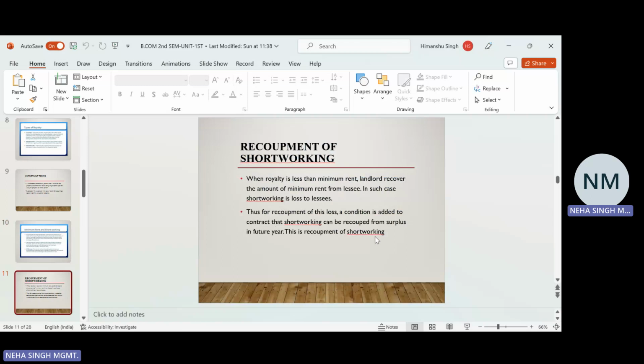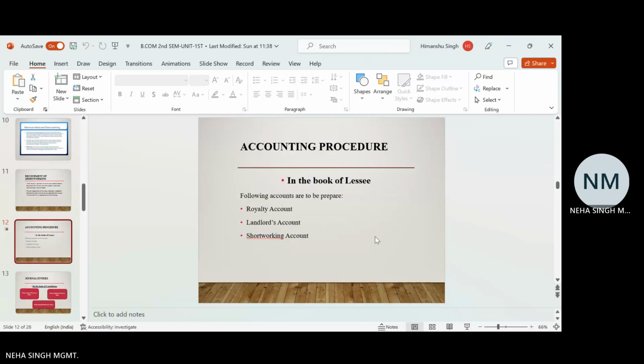अब क्या हुआ, आपको 2023 में कितने का नुकसान बियर किया था लेसी ने, 40,000 का, तो जो 40,000 का लॉस बियर किया था, अब 2024 में कितने का प्रॉफिट हो रहा है, कितने का सरप्लस हो रहा है उसको, रॉयल्टी कितनी है 2 लाख की, मिनिमम रेंट कितना है 1 लाख का, तो 1 लाख का सरप्लस हो रहा है। तो जो 40,000 का नुकसान हुआ था लेसी को, रिकवर हो जाएगा ना। तो यही होता है आपका रिकूपमेंट ऑफ शॉर्ट वर्किंग। लेकिन इसकी कंडीशन, हम तभी पैसा रिकवर करेंगे अपने सरप्लस में से, जब कॉन्ट्रैक्ट में ये कंडीशन मेंशन की जाएगी कि जिस भी साल आपकी शॉर्ट वर्किंग होती है वो सरप्लस से रिकूप कर ली जाएगी.